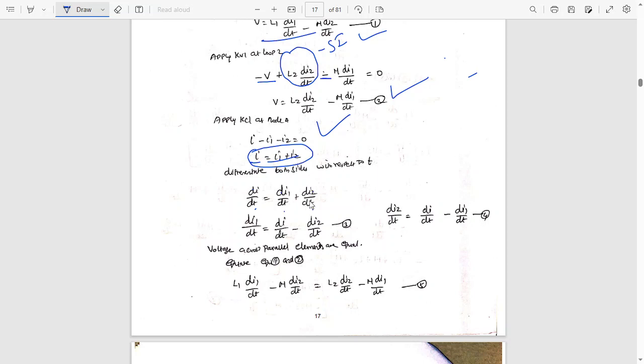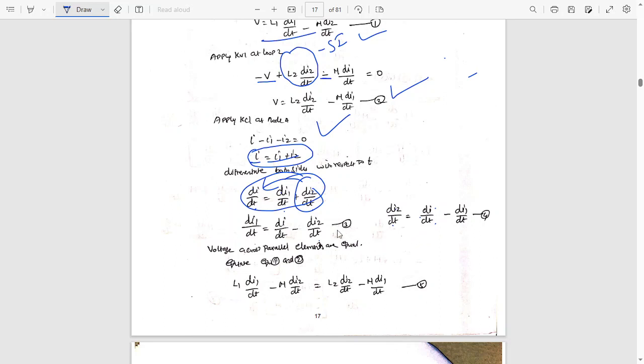Now I am going to write two different equations, one for di1 by dt and another for di2 by dt, simply by rearranging. For di1 by dt, the di2 by dt term goes to the other side, so di1 by dt is written as di by dt minus di2 by dt. Similarly, di2 by dt can be written as di by dt minus di1 by dt, similar to what we discussed in the parallel aiding connection.